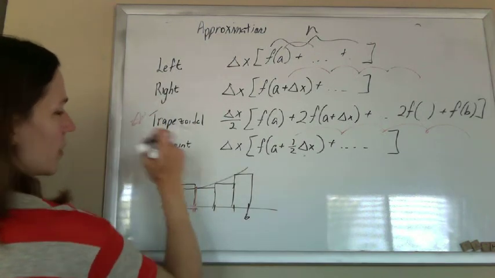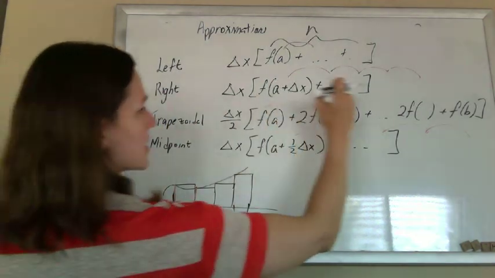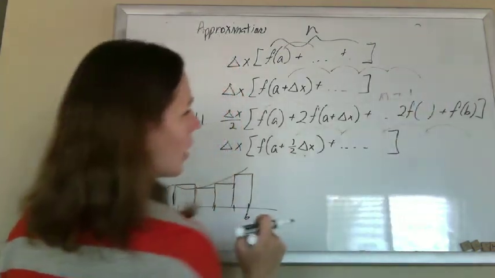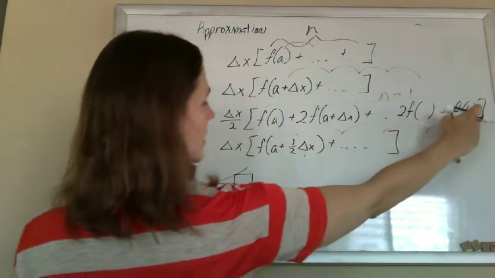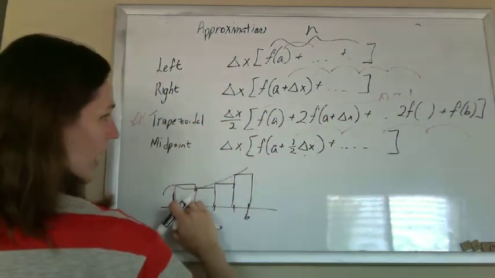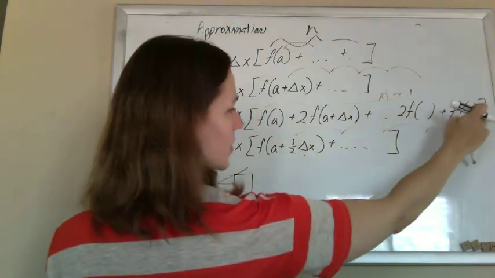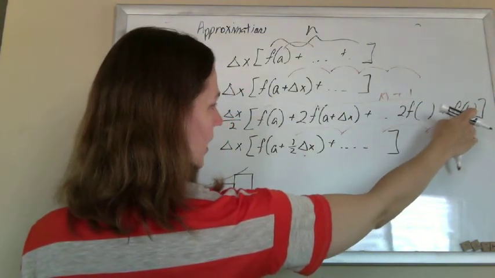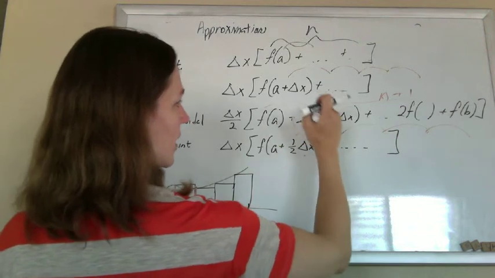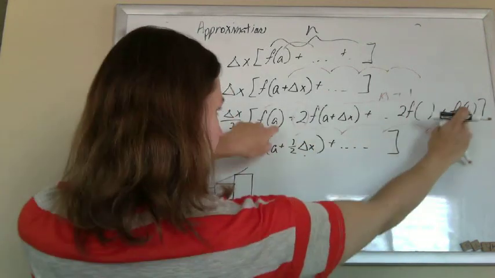Trapezoid is the only one where you'll have n plus 1 values here. You're actually going to start at f of a, keep adding delta x until you get all the way to f of b. And the middle guys will all have 2's, but the end guys will not.